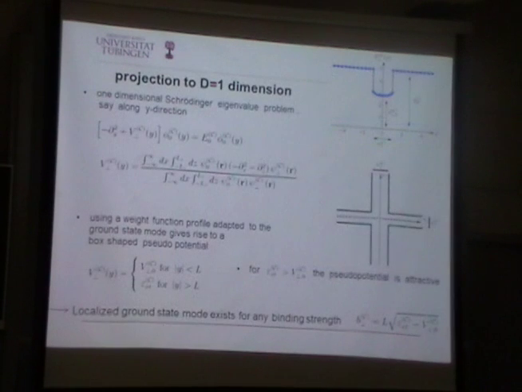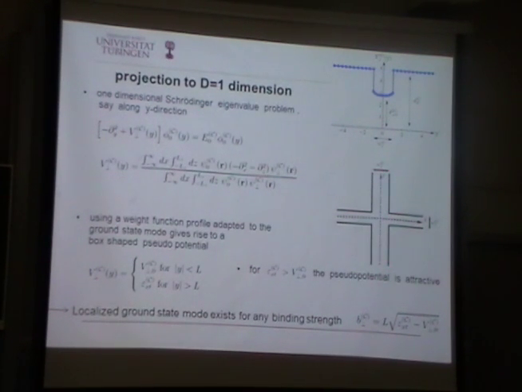Okay. So can we understand that we always find a localized mode in the case of the cross? Okay, so let's look at the kinetic energy as we go, let's say, along the blue line.